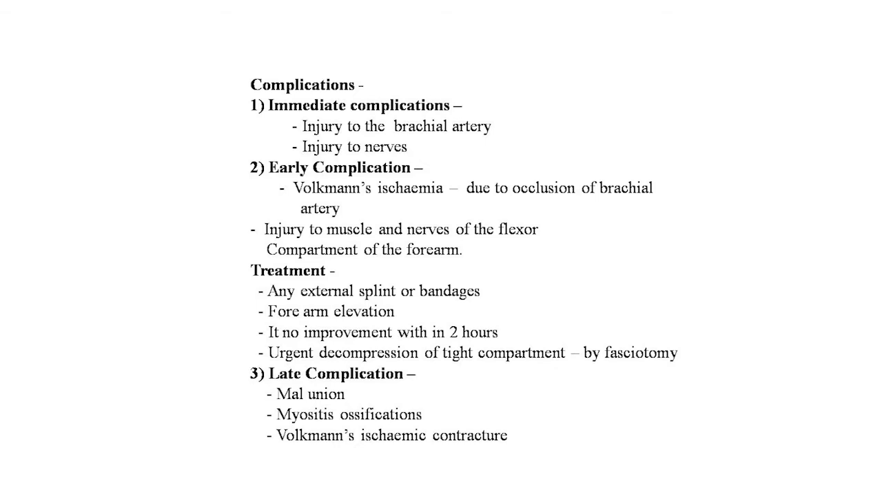Treatment of the early complications of supracondylar fractures of the humerus: any external splint or bandage should be removed, and the forearm elevated. If there is no improvement within 2 hours, urgent decompression of the tight compartment by fasciotomy should be performed. Now late complications: malunion, myositis ossificans and Volkmann's ischemic contracture.